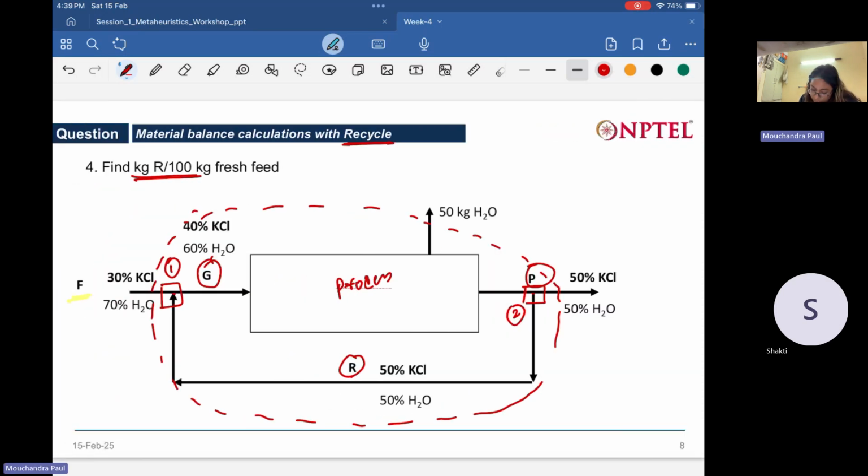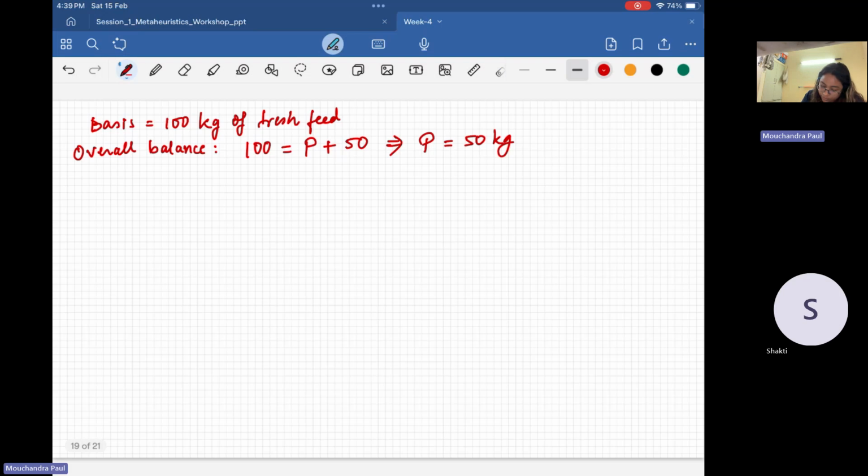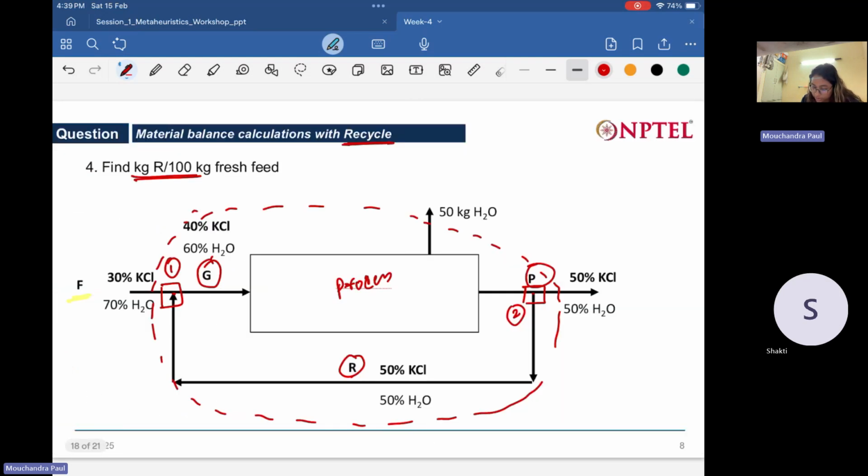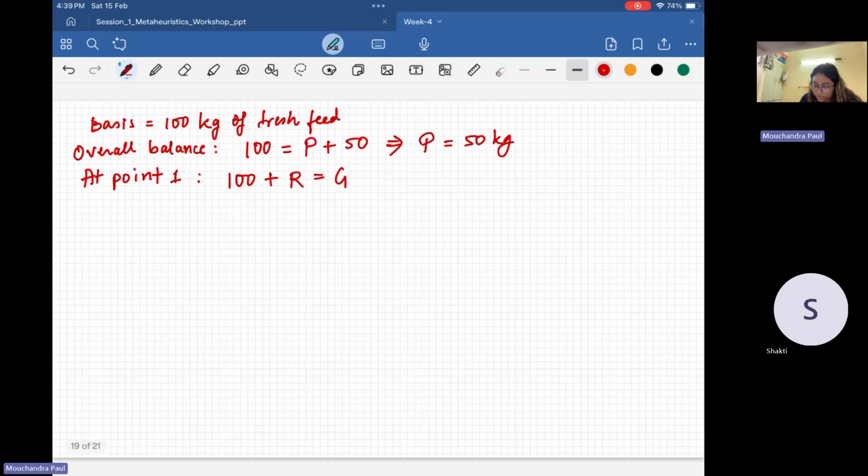Now, if you look at point 1, where there is mixing of recycle feed and the fresh feed, if you do a mass balance there, what do you see? 100 kg of feed is entering and recycle feed R is entering. What is going out? G is going out, entering the process. So R and F are entering, and G is coming out. This is an expression that involves R.